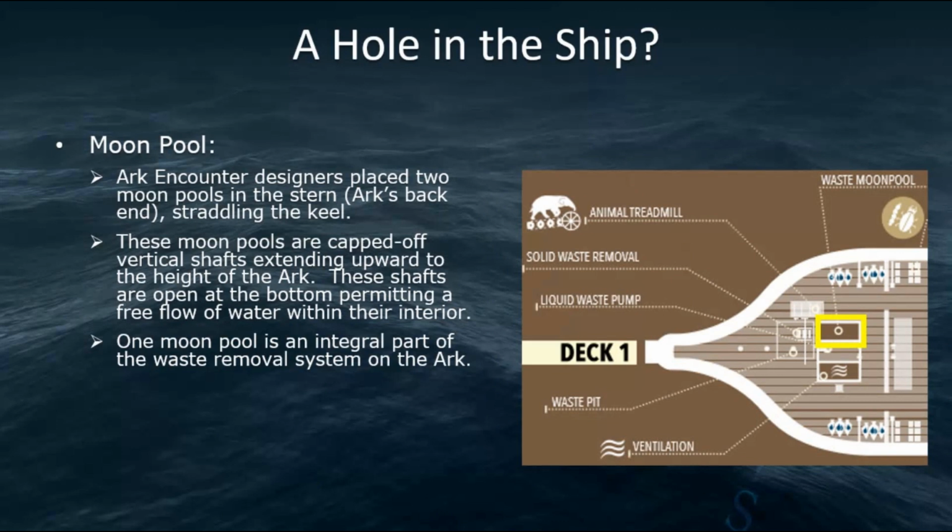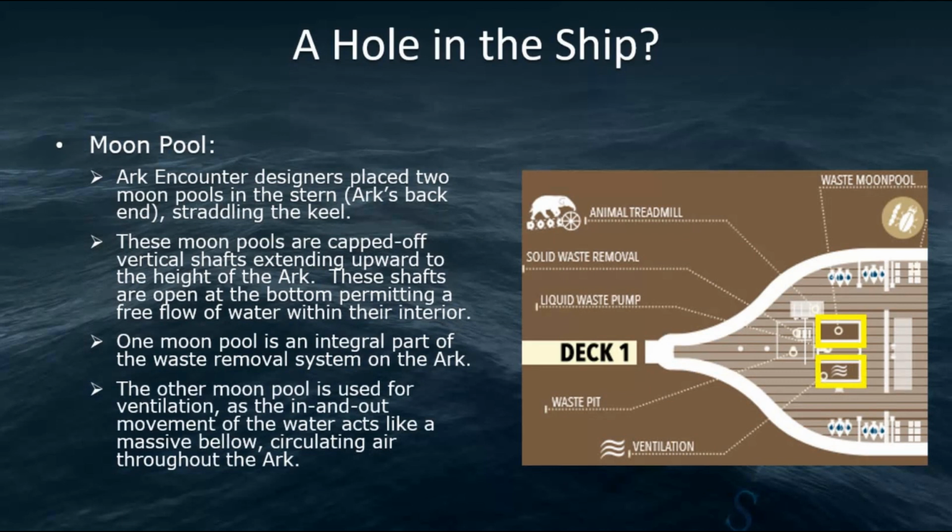One moon pool is an integral part of the waste removal system on the ark. The other moon pool is used for ventilation, as the in and out movement of the water acts like a massive bellows circulating air through the ark. So this is the waste moon pool here, and this would be the ventilation moon pool.